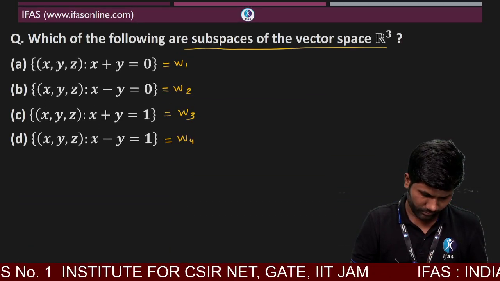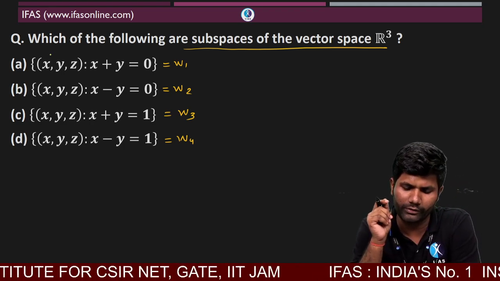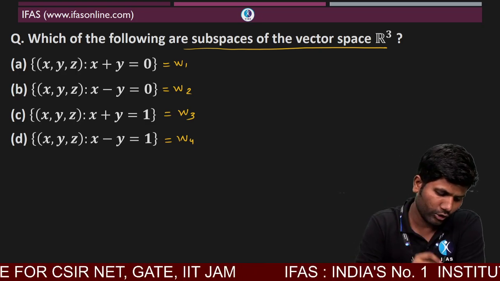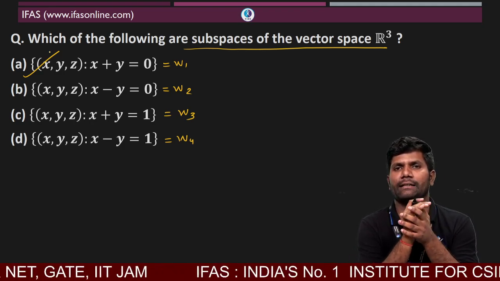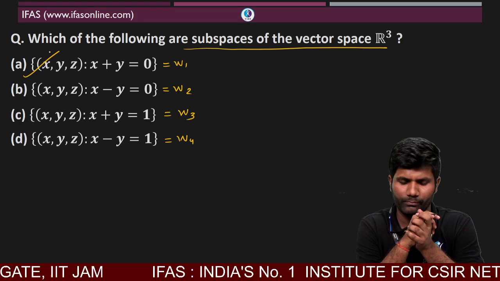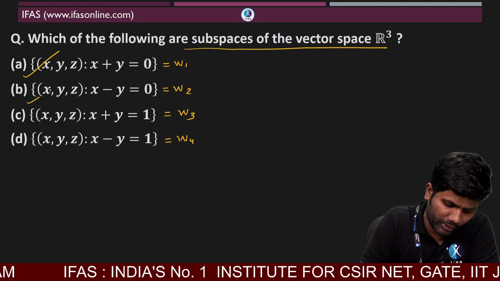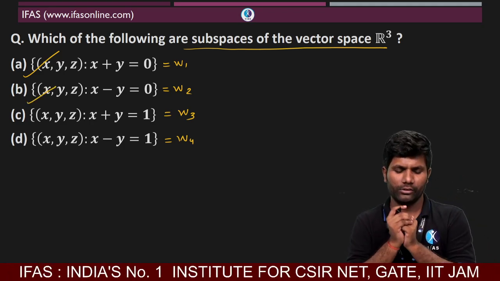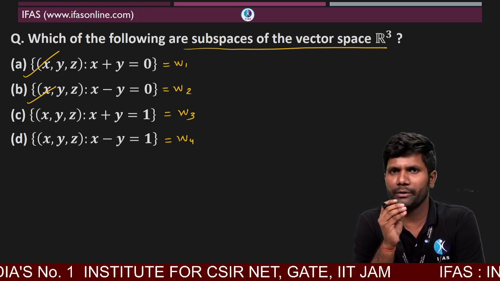Now check the options. The question is: which of the following are subspaces of the vector space R3? We showed that W1 is a subspace of V. Similarly you can show W2 is also a subspace of V. Here options A and B are correct. I did option A, and option B is homework for you.